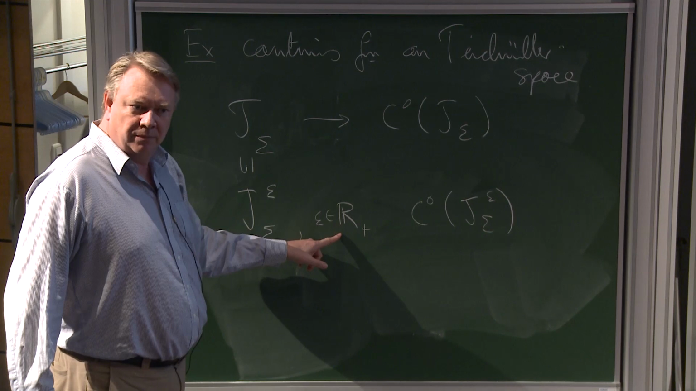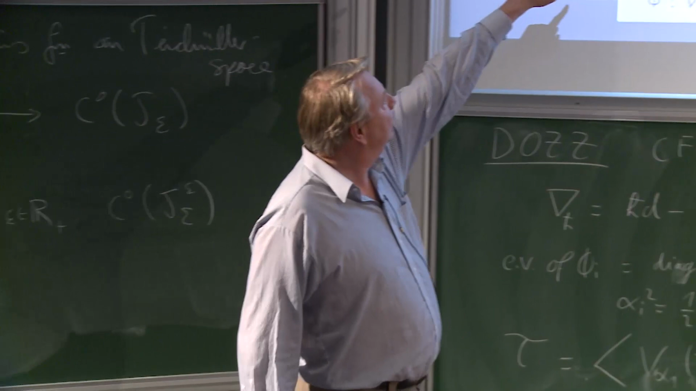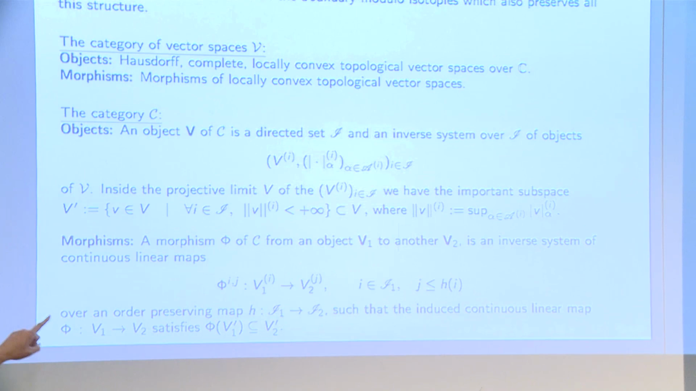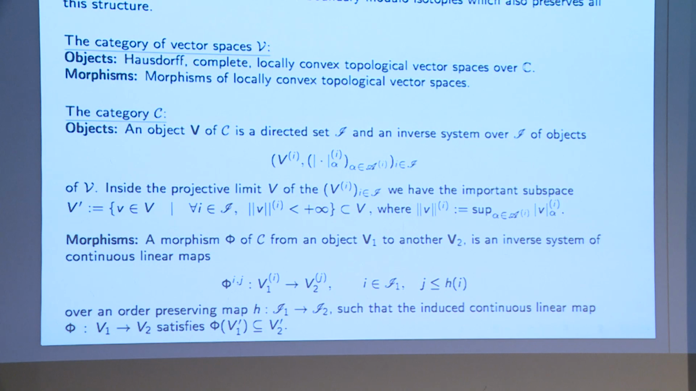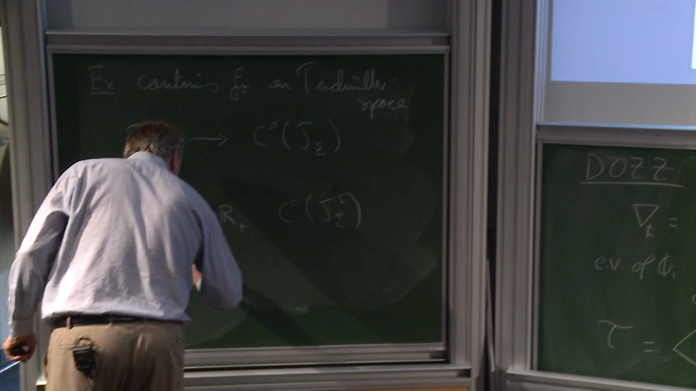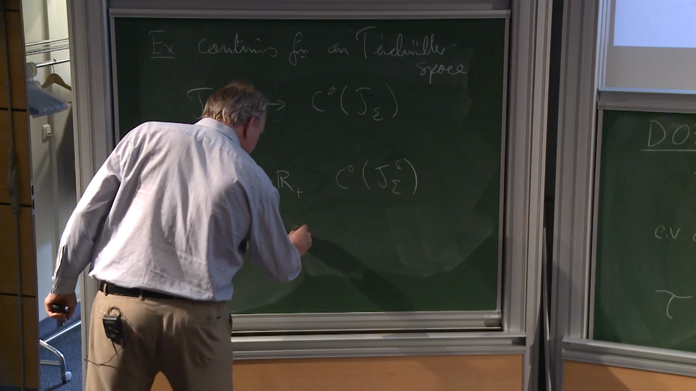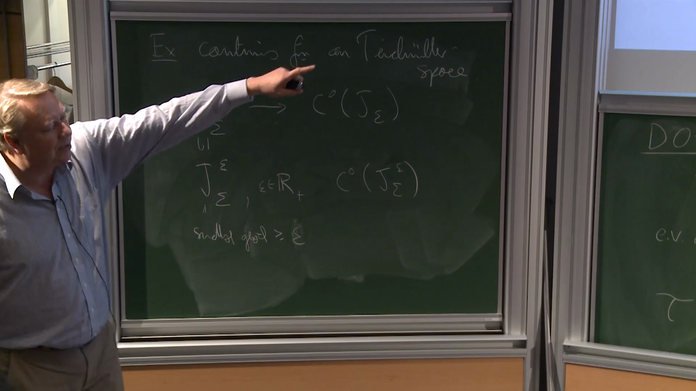Okay? So that's why I now switch to saying that an object in my target category is a directed set and an inverse system of such Hausdorff complete locally convex topological vector spaces over this directed set. Epsilon is what? Geodesics of length? So here this means the smallest geodesic bigger than or equal to epsilon. So your initial space is a directed limit of. That's right. And therefore you get such in the directed systems of the continuous functions.